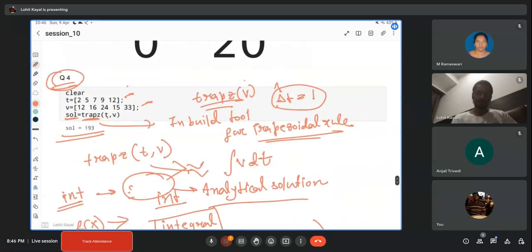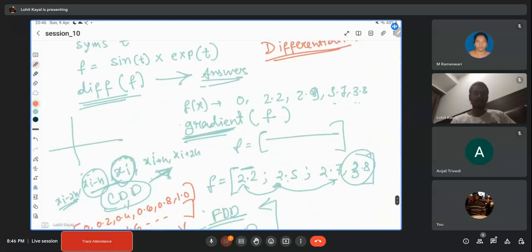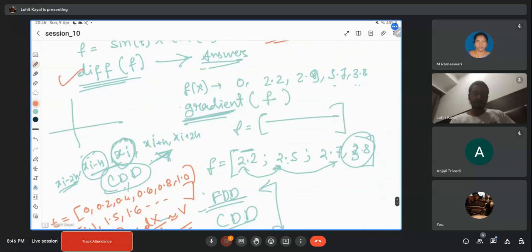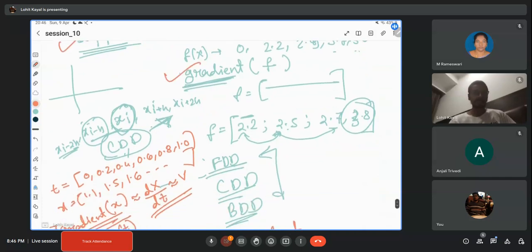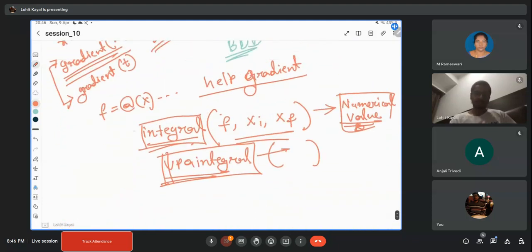Here I have shown one example for trapz. I will show the example for differentiation and integration. For differentiation, I will show the example for diff and gradient, and how I can calculate velocity using this gradient. And I will show an example of integral and vpaintegral.